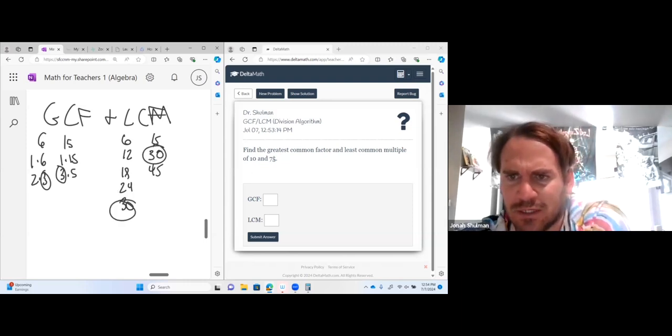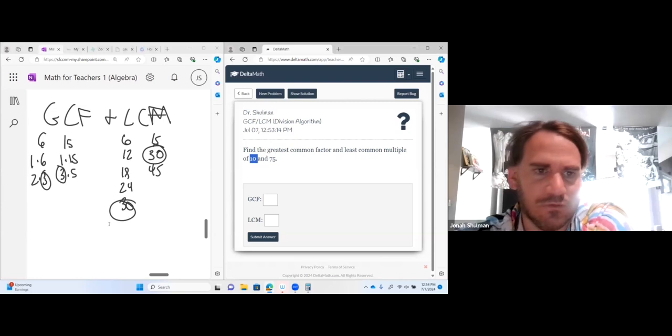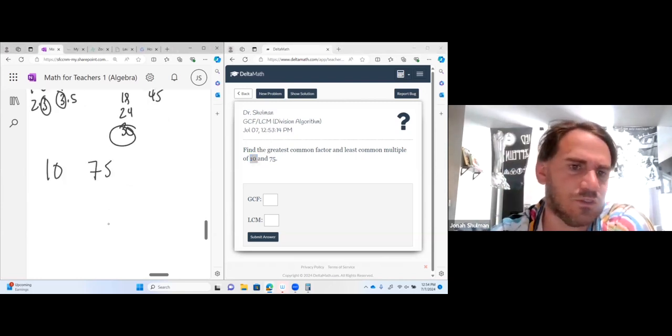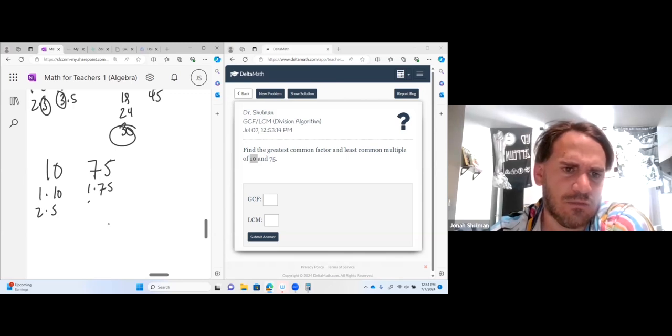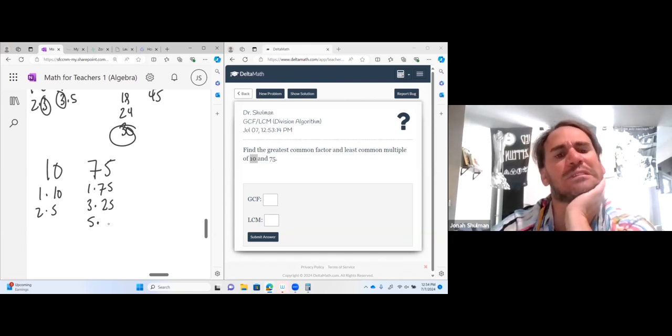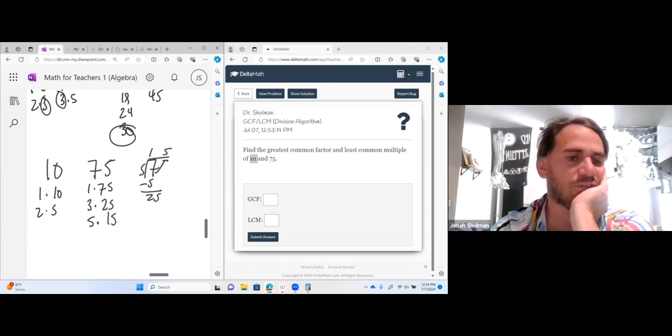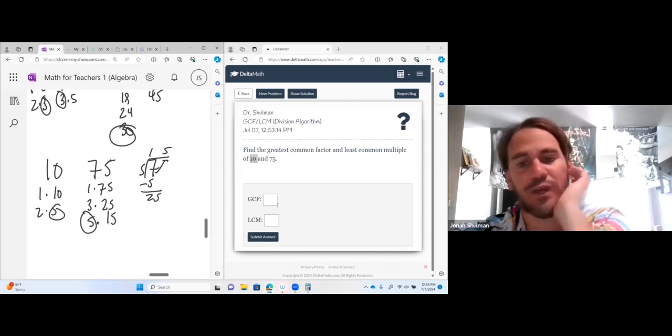So find the greatest common factor and least common multiple of 10 and 75. So here we go, 10 and 75. So let's do the factors first. 1 times 10, 2 times 5, that's it. This is 1 times 75, 3 times 25, and 5 times 15. So they first match at 5. That's their greatest common factor.